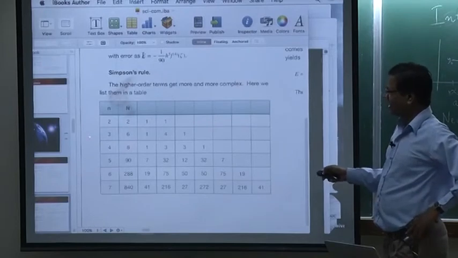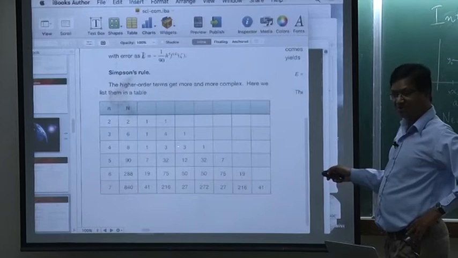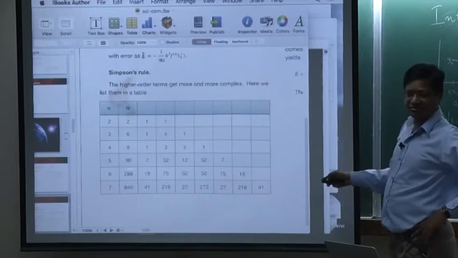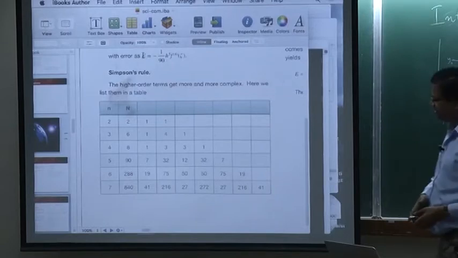So for n equal to 4, the leftmost point is 1/8, the 2 midpoints are 3/8 each, and the last point is 1/8. Okay, this is symmetric, you see that it is symmetric. So this is the table given to you, so you don't need to compute from scratch. And what's the error? Is that clear?